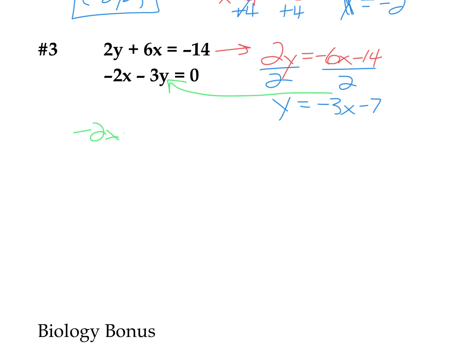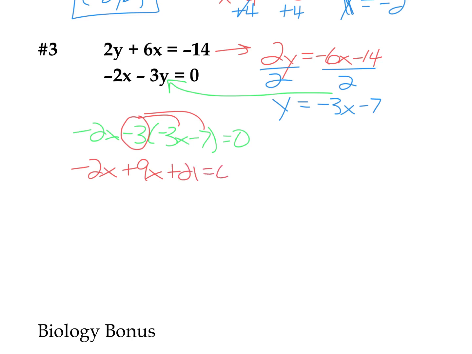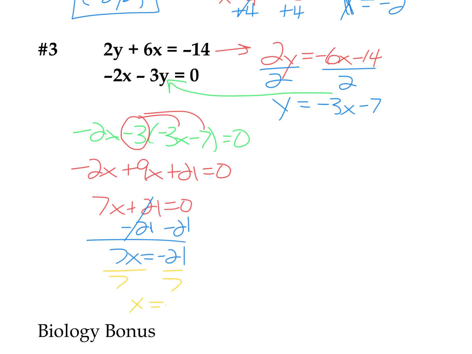I get negative 2x minus 3 times negative 3x minus 7 equals 0. Careful with negative signs here. When I'm distributing a negative 3 into the parentheses, I'm going to have negative 2x plus 9x plus 21 equals 0. So I have 7x plus 21 equals 0. I can subtract 21 on both sides, and I get 7x equals negative 21. Divide by 7 on both sides and get x equals negative 3.